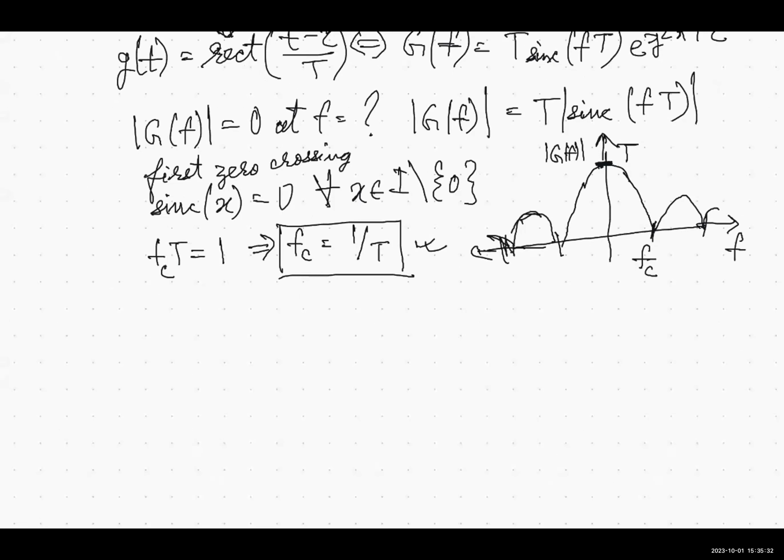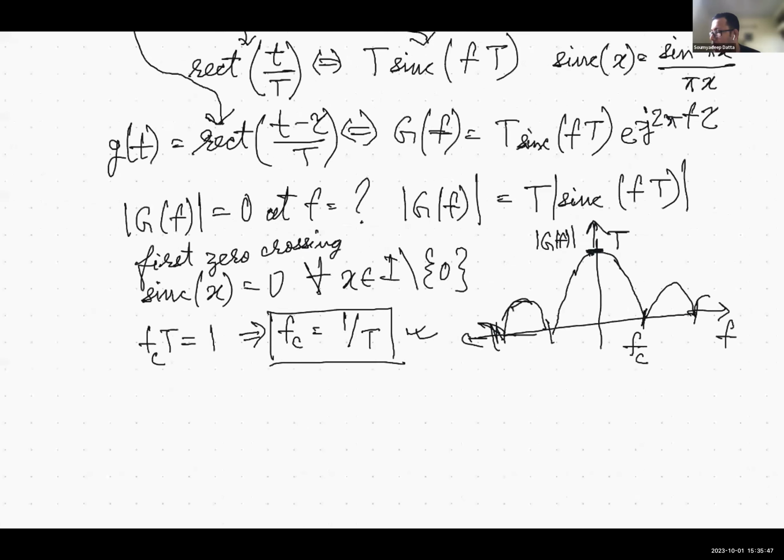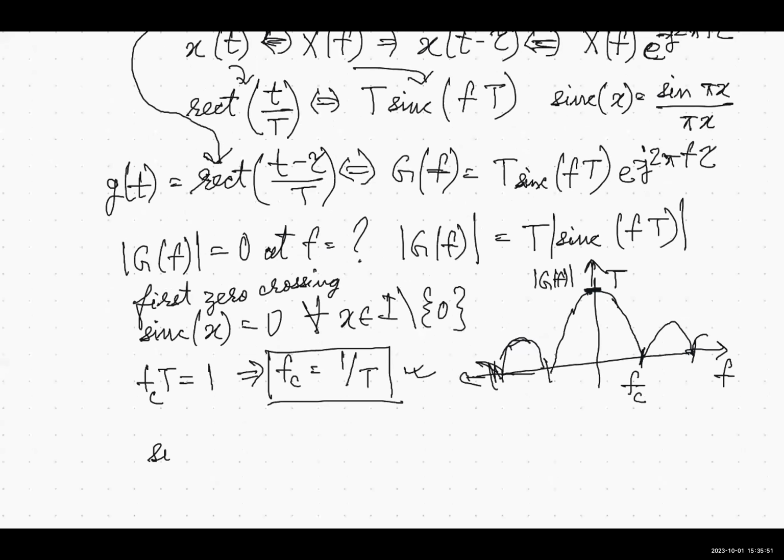That's the zero crossing. Okay, so hopefully you understood this argument that sinc x equals 0. What is the sinc x function? Sinc of x, again I'm writing, is sine of pi x by pi x. So when will this be 0?